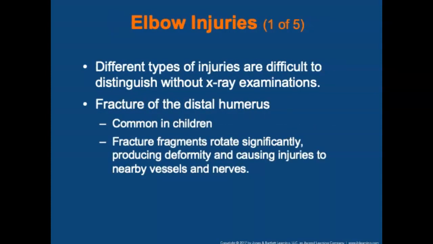For elbow injuries, fractures and dislocations often occur around the elbow, and the different types of injuries are difficult to distinguish without radiographic examination. They produce similar limb deformities and require the same emergency care. Fractures of the distal humerus include two different types of fractures, and they're common in children. The fragments rotate a little bit differently, producing deformity and causing injuries to vessels and nerves. Swelling occurs rapidly and is usually severe.